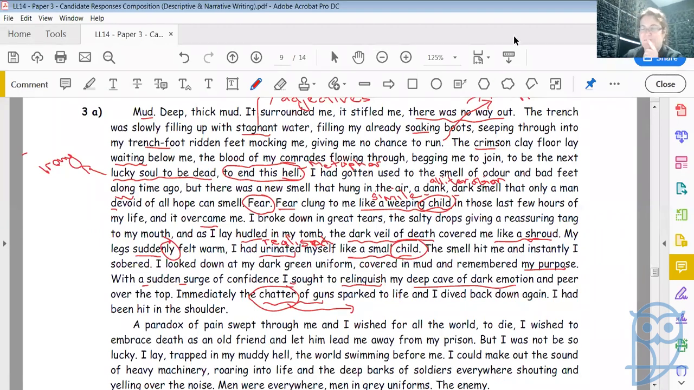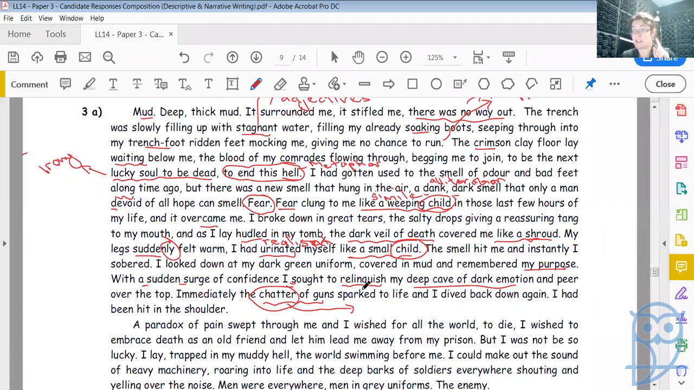What is that? So let me read the sentence. "Immediately, the chatter of guns sparked to life, and I dived back down again. I had been hit in the shoulder." So he's gone up, he's had a look, and obviously the spies on the other side see him, and then they shoot at him. And yes, it's guns being fired. Yes, that's exactly what it's relating to.